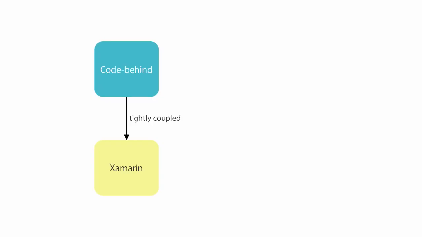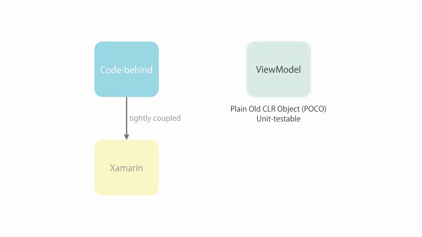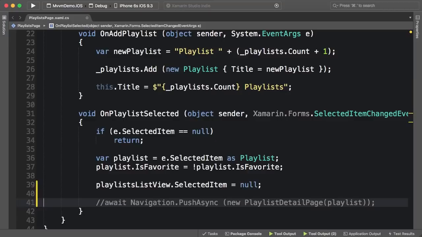So in a nutshell, the problem with this code is that it's tightly coupled to Xamarin. If we want to unit test this, the first step is to extract as much code as possible into a separate class that we call a view model. And this view model should be decoupled from Xamarin or any other presentation frameworks. This way, we can easily unit test it, because this view model is going to be what we call a plain old CLR object, or POCO. It's a simple class with a few simple properties and methods. It doesn't have event handlers like these private methods here. It doesn't have any references to objects like selected item changed event args, and so on.